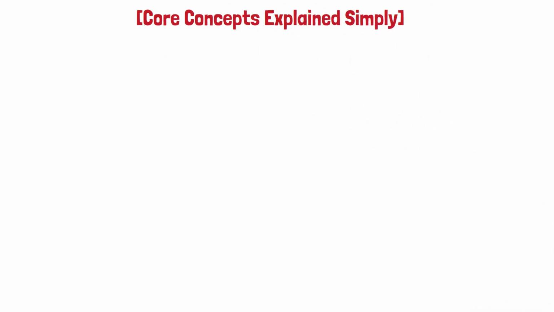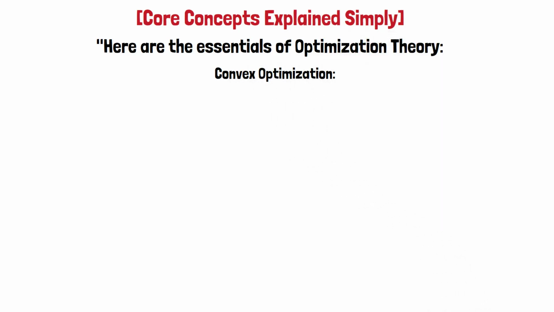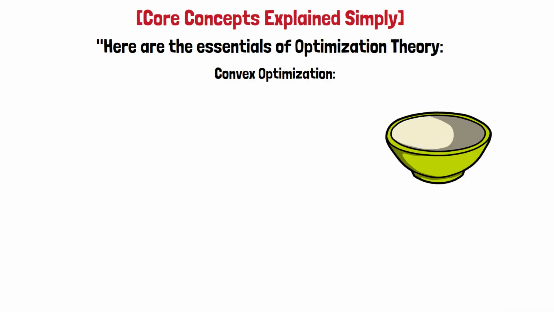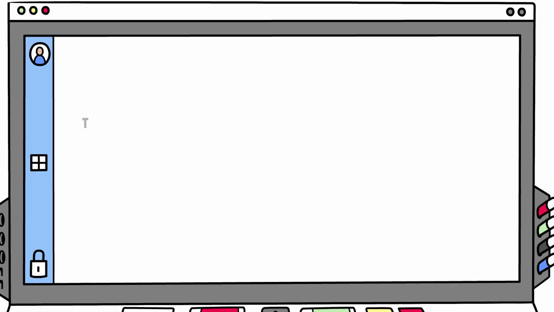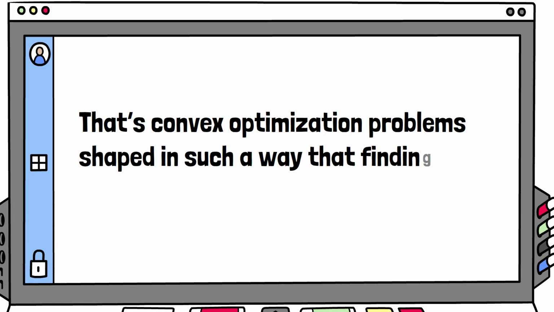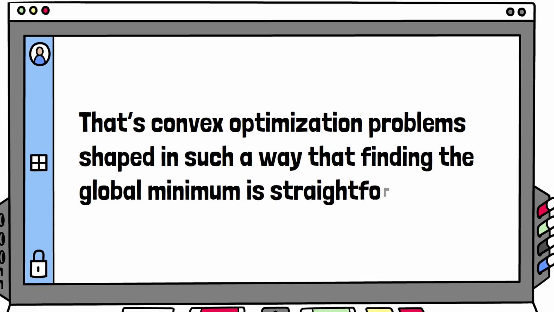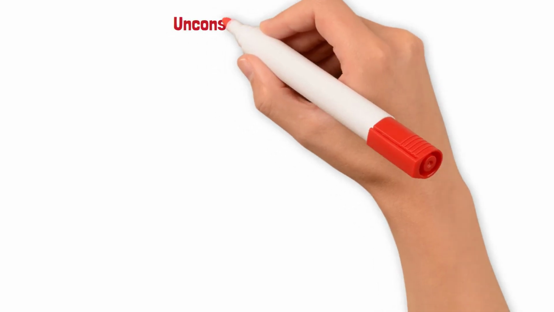Core concepts explained simply. Here are the essentials of optimization theory. Convex optimization. Imagine a bowl-shaped curve. Drop a ball inside, and it will always roll to the lowest point. That's convex optimization. Problems shaped in such a way that finding the global minimum is straightforward. These problems are widely used in machine learning and operations research.